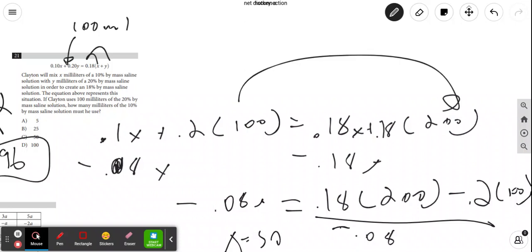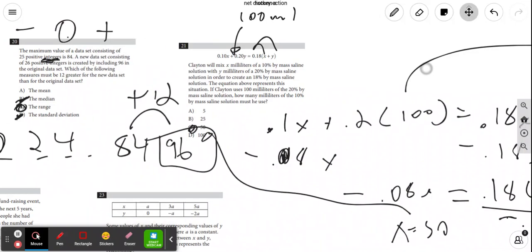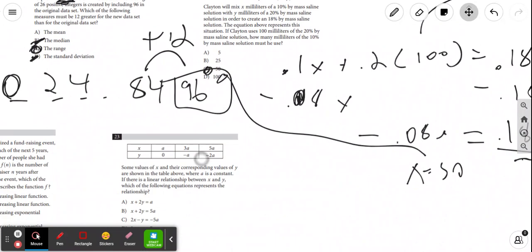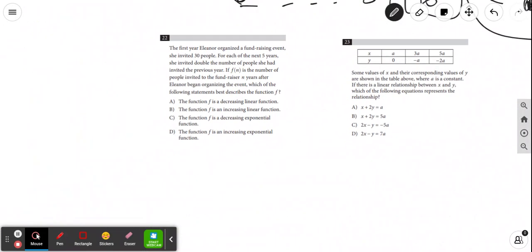You may have an algebra solver on your computer like I do on my CAS TI-Nspire, but you can do this without it. It's a little bit tougher, and this is definitely a calculator problem. At this point, the first two didn't need a calculator, but this one definitely does. Let's move on to 22.